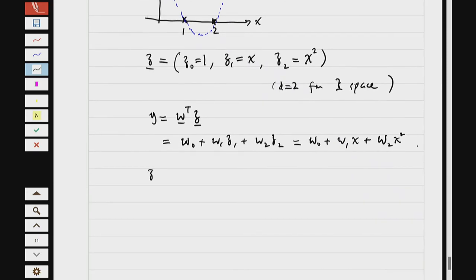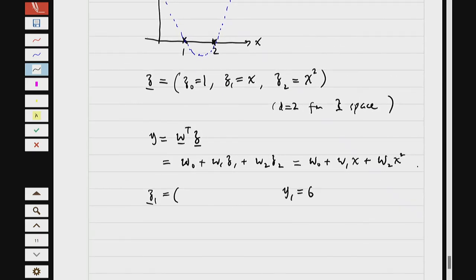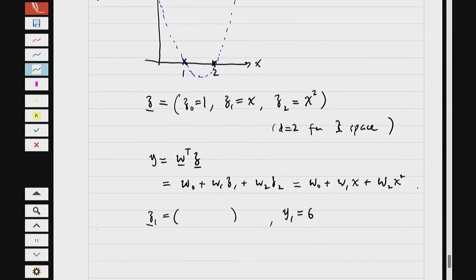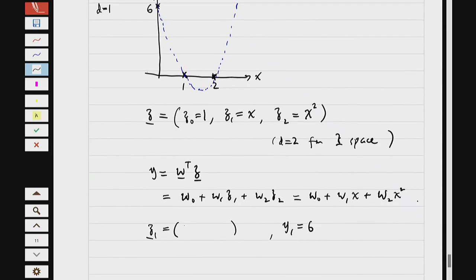So let's just do this example, since we're new to linear regression anyways. Let's look at the different data points that we have. First point, let's say the first point is the one with label 6. y1 equals 6, that one. Then what is the z1? It's that point, the point on top. The x value is 0, right? But z0 is always equal to 1 because of the augmentation. So x is 0, and x squared, of course, is also 0. So this is the first point in the z space. Everyone okay? First point in z space.